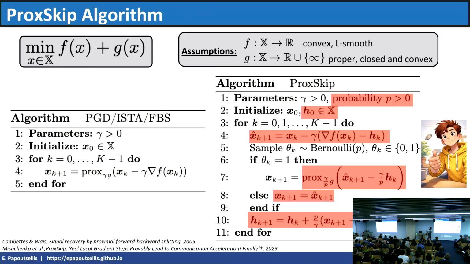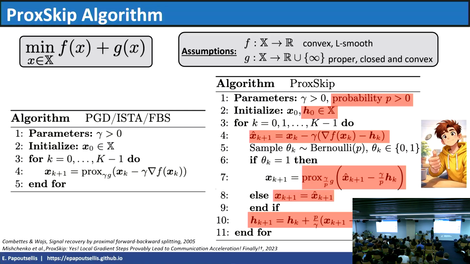Now, in this talk, we have this algorithm called ProxSkip, introduced in 2023 for federated learning applications. The idea is that we don't need to use the proximal operator in every iteration. So we have a probability p and a control variable h. First, in step 4, we do a shifted gradient descent step. It's an anchor point. And then we flip a coin and we decide if we want to prox or if we don't want to prox.